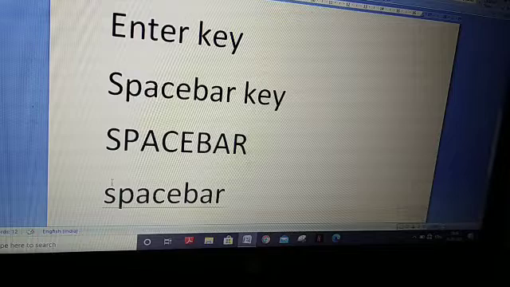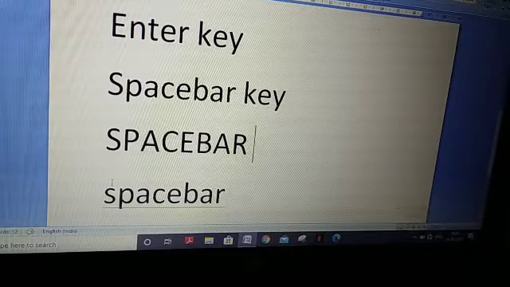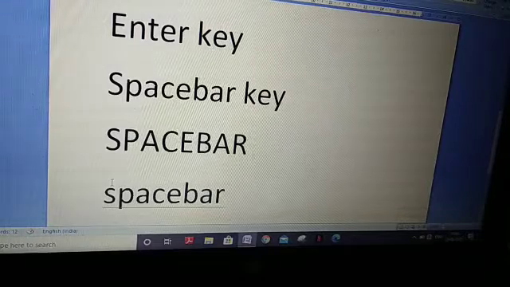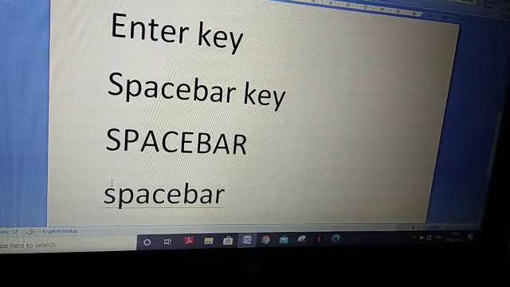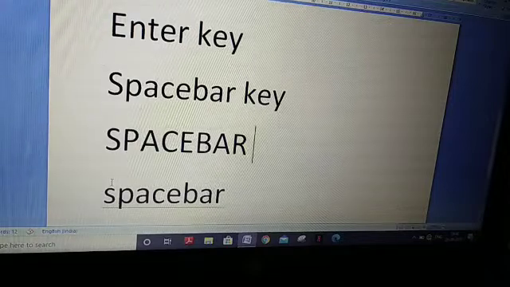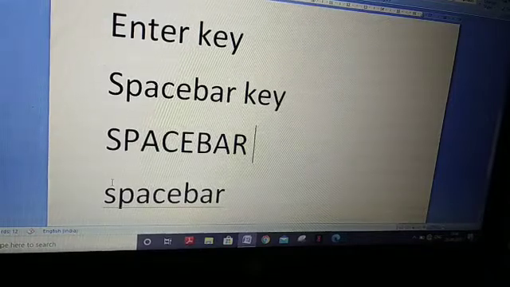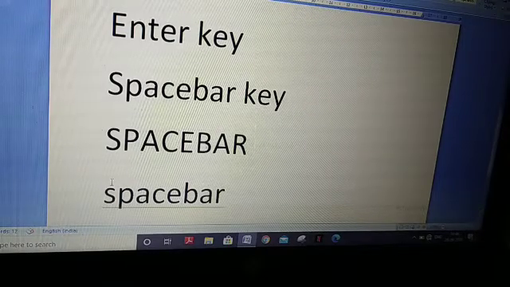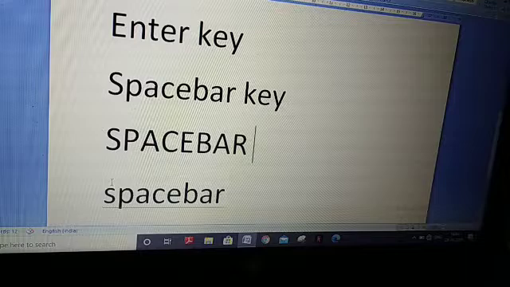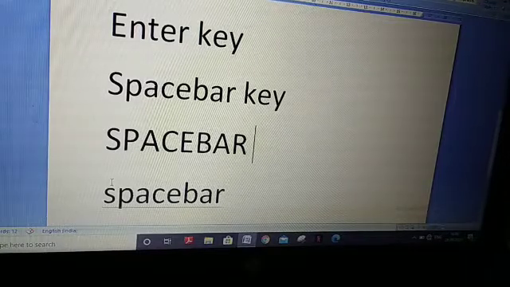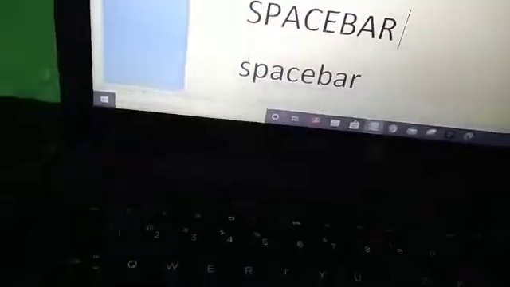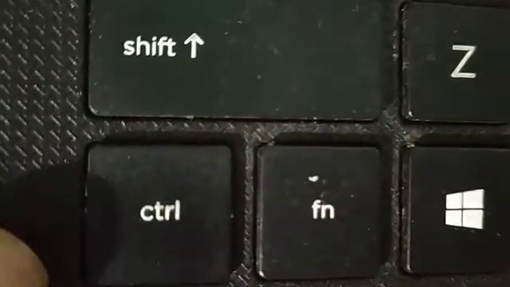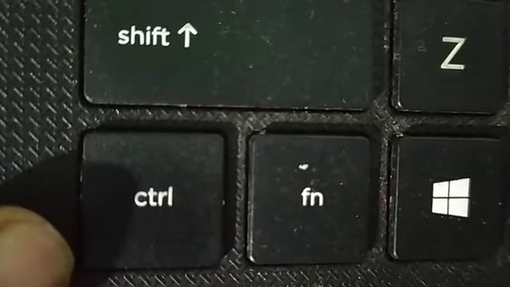Okay. These are symbol keys. Symbol keys are special purpose keys. Control key and alt key. These are special purpose keys. To save a file, to open a file, to close the current window. So here it is shown. Alt and control. This is the control key. CTRL. What is written? CTRL. It's a short form of control.